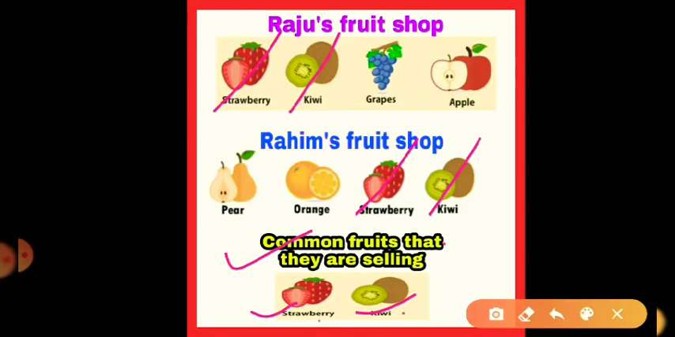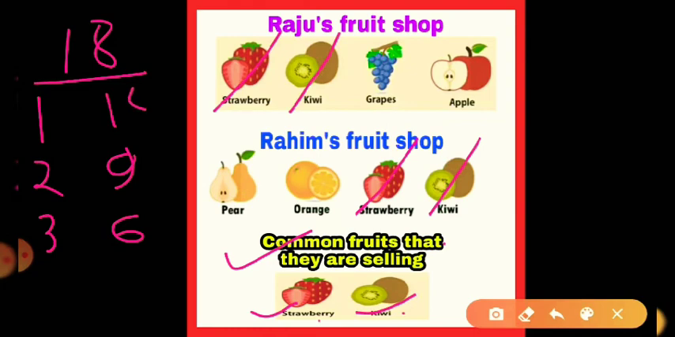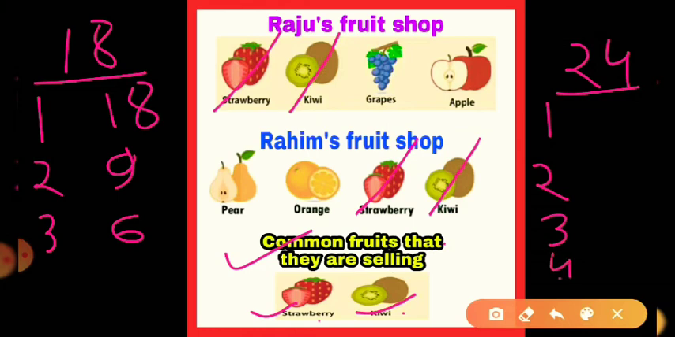How? Let me take an example. Let's take 18. What are the factors of 18? You can write 1, 2, 3, 6, 9 and at last 18. Now let's write the factors of 24. What are the factors of 24? You can write 1, 2, 3, 4, 6 and 8 and 12 and at last 24. So these are the factors of 18 and 24.